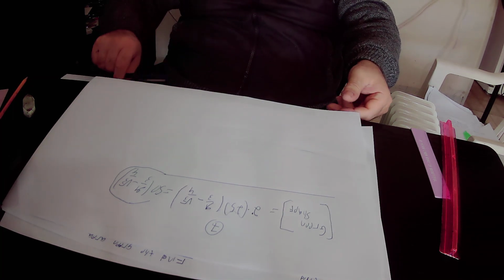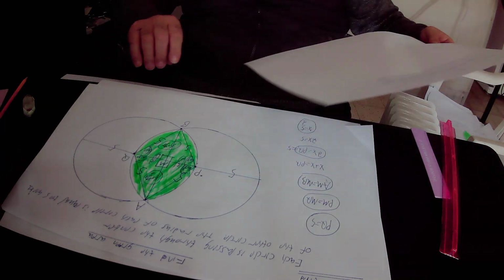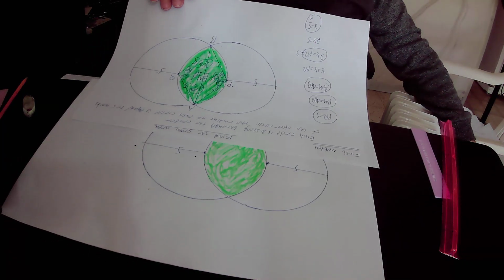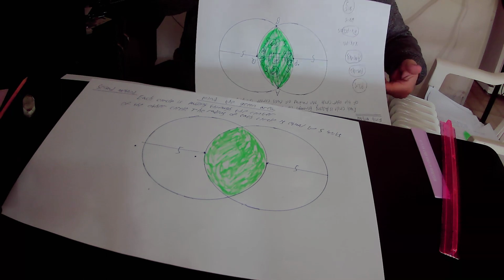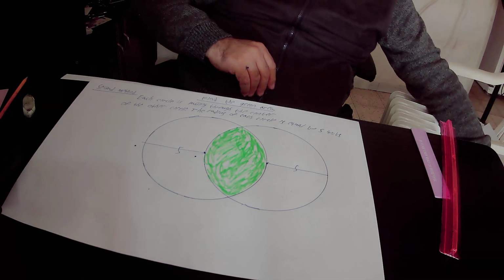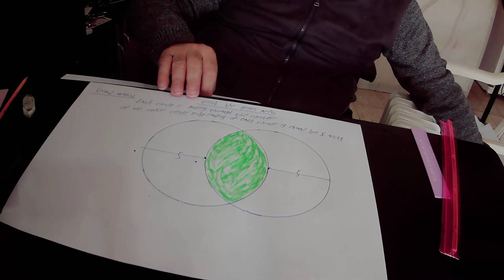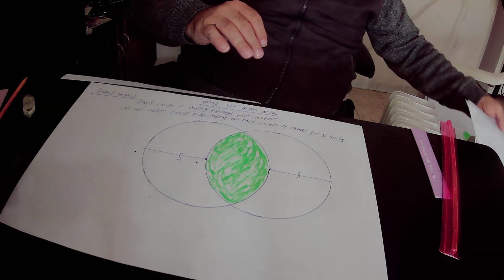Okay, so we finished with the first method. In the next step, I will present to you how to find the area of this green shape according to the second method.